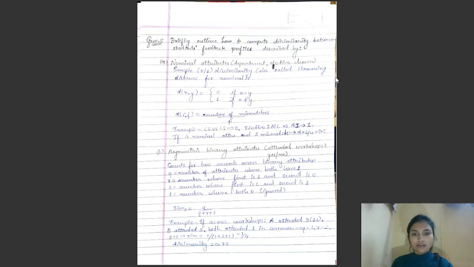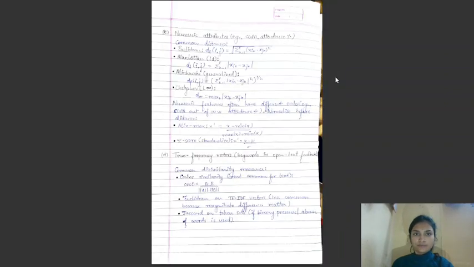Example, if across workshops A attended 3, with 1s, and B attended 2, with 1 attended in common, q is equal to 1, r is equal to 2, s is equal to 1. So our value is 1 upon 4. So the dissimilarity is 0.5.